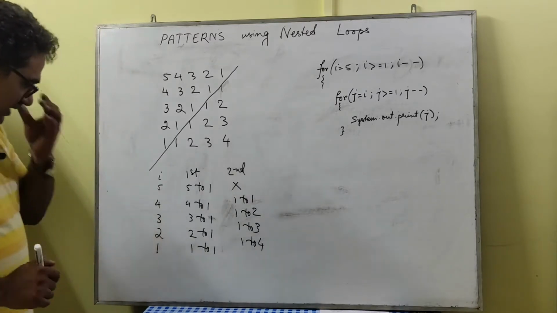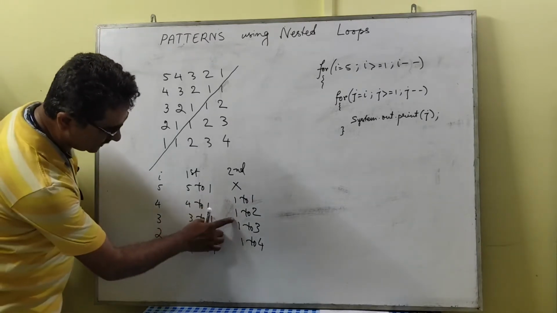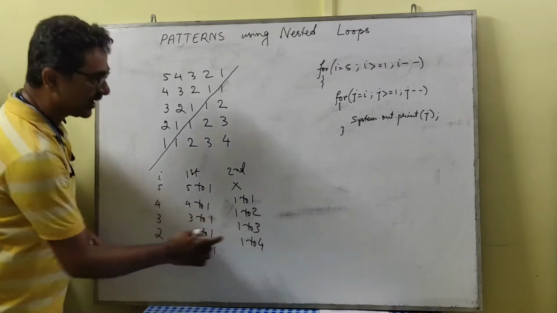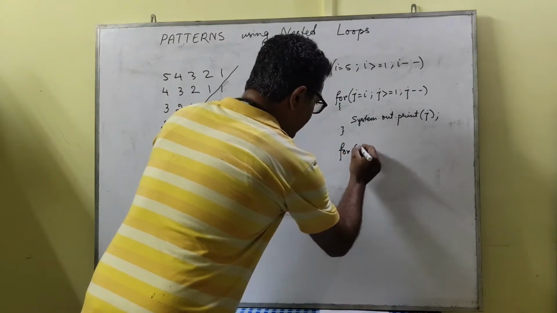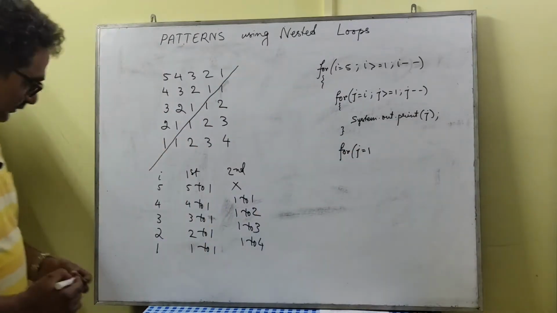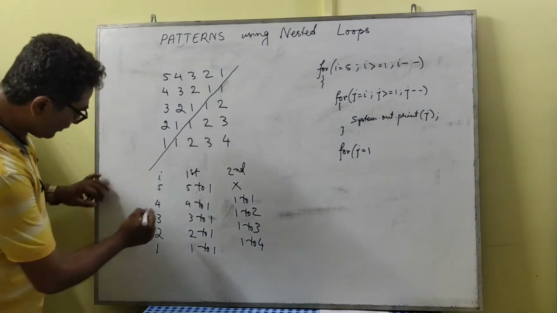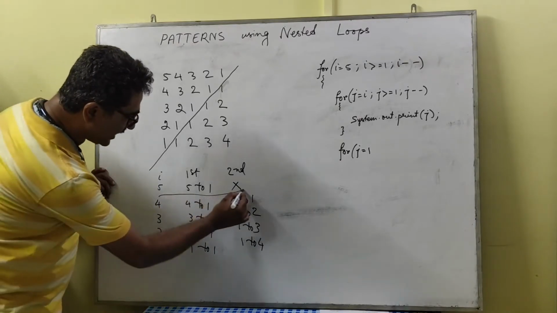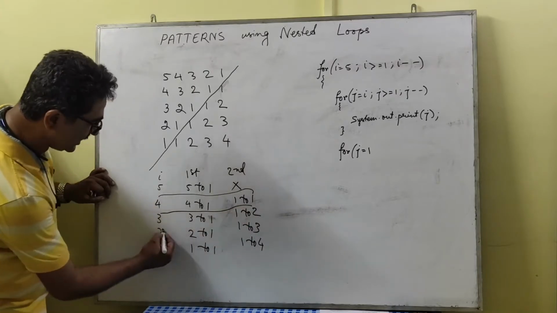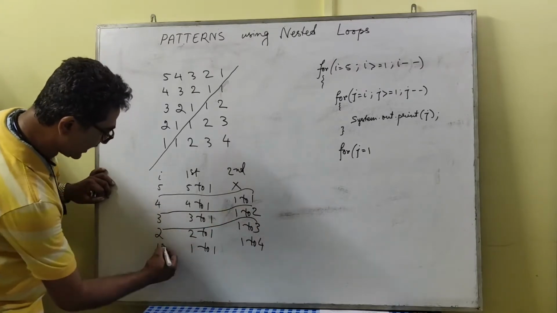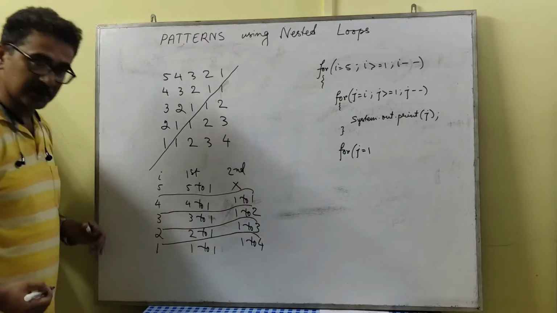So here, if you notice carefully, this part is constant. You see, this is quite easy. Always begins from 1. So we can tell J always begins from 1. So at least we can minimize our requirement. Now you see, when I is 4, it ends at 1. When I is 3, it ends at 2. When I is 2, it ends at 3. When I is 1, it ends at 4.